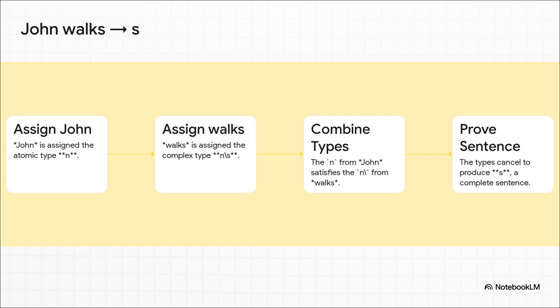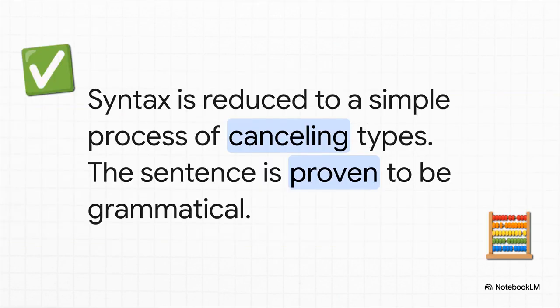And would you look at that? John is right there, the perfect fit. So the N from John satisfies the N\ from walks. They just snap together, the types cancel each other out, and what are we left with? We're left with S, a proven sentence. And just like that, the calculation is done. See? We didn't need a crazy tree diagram. We just let the functions that were already encoded in the words do their thing. The sentence isn't just correct, it's been proven to be grammatical through this simple, elegant process of cancellation.